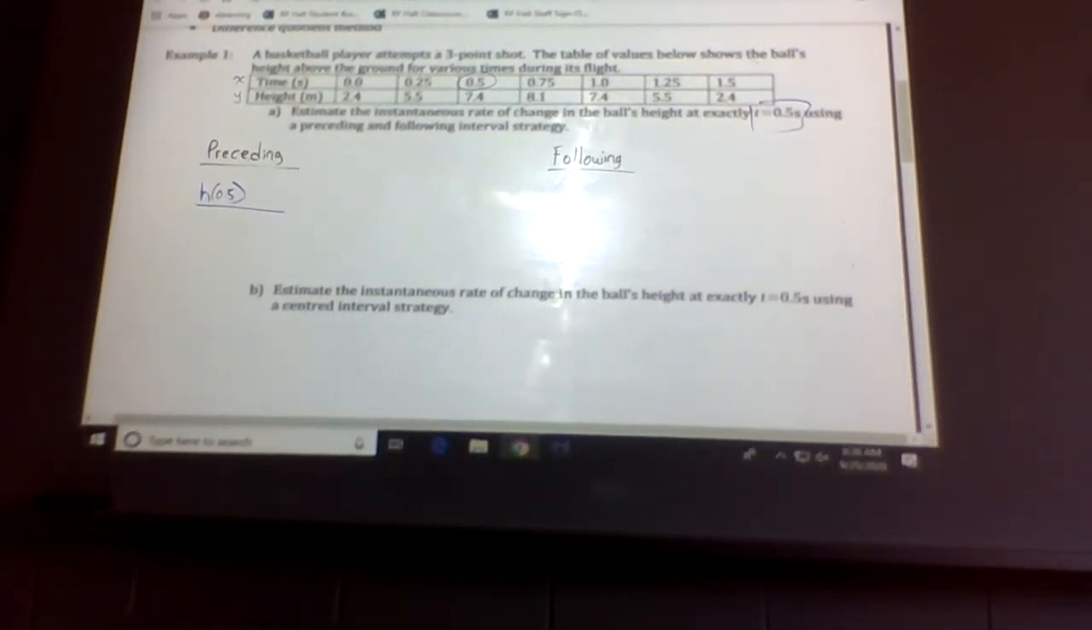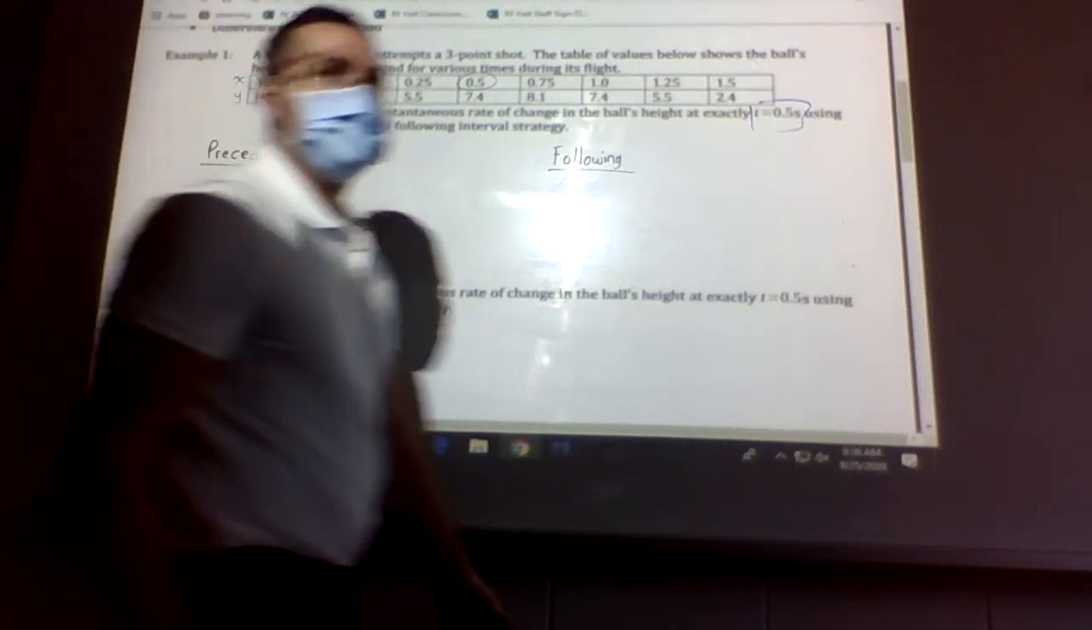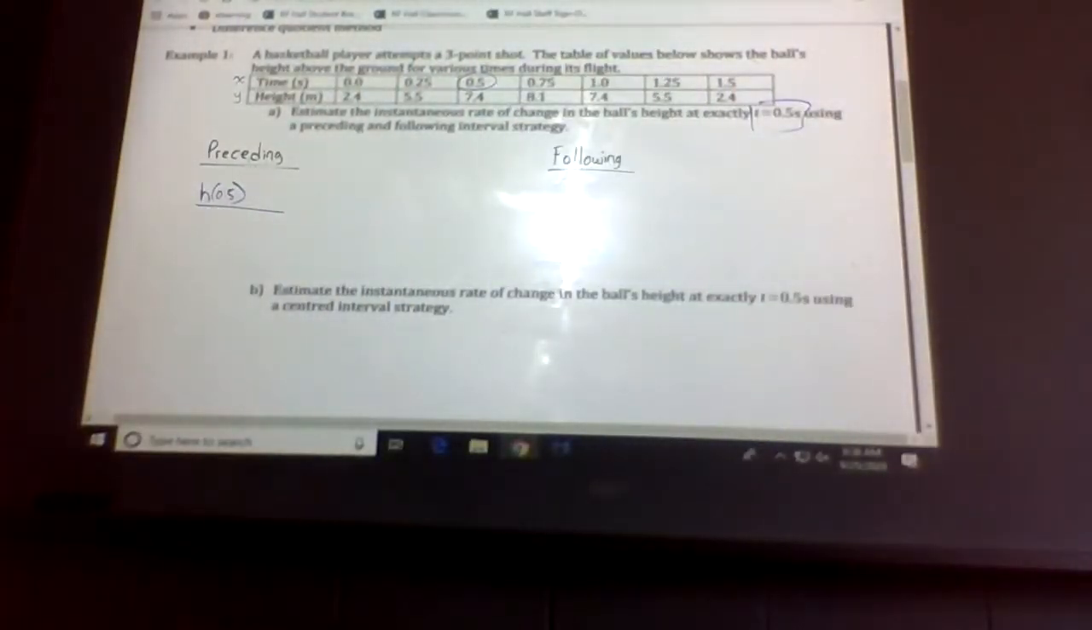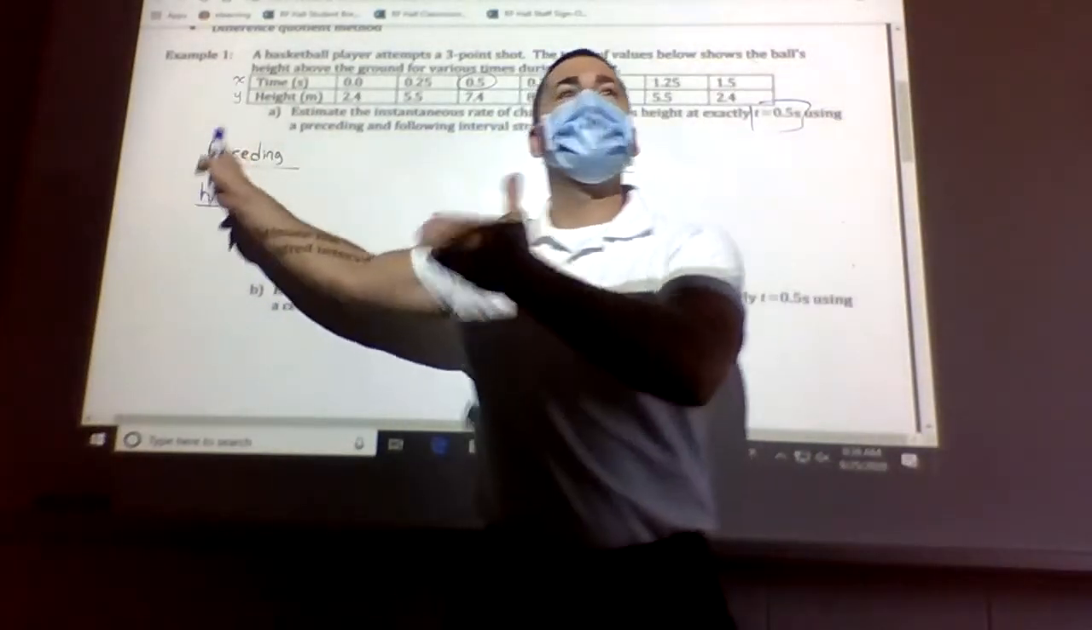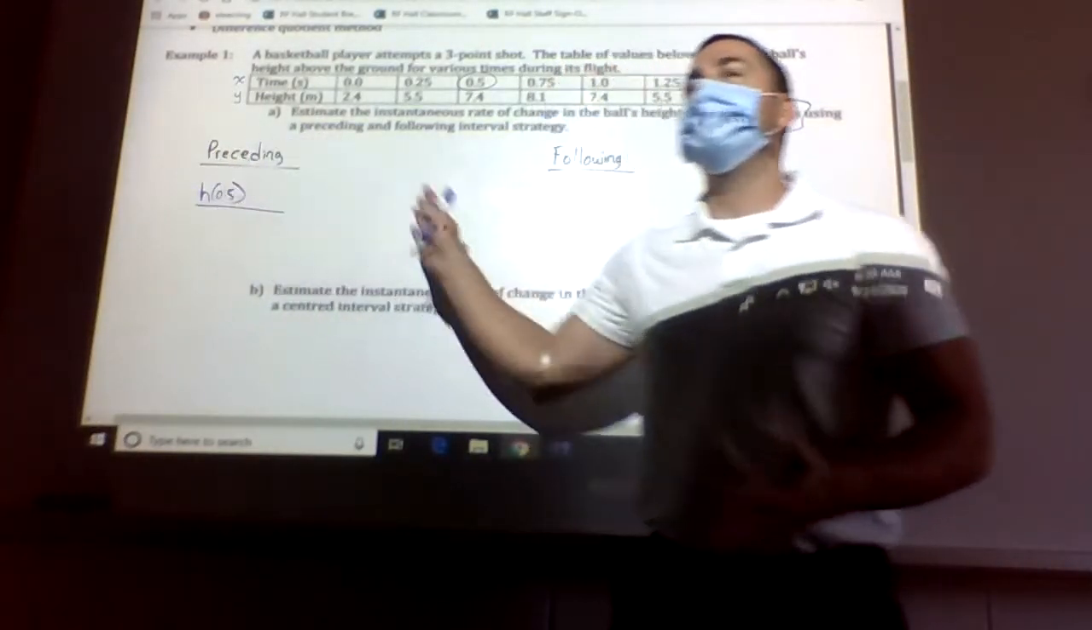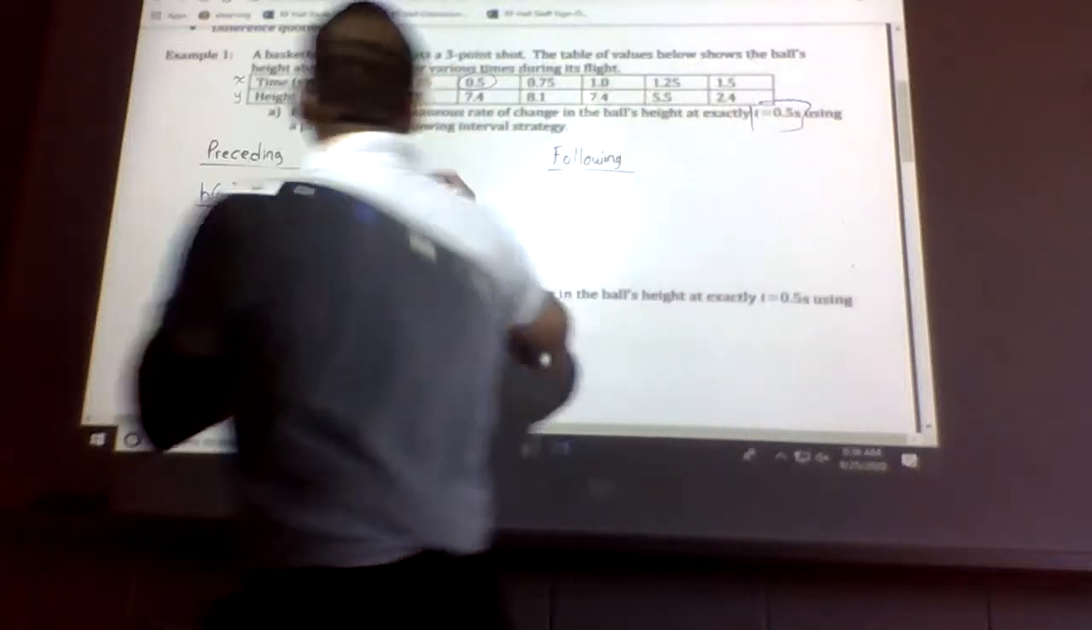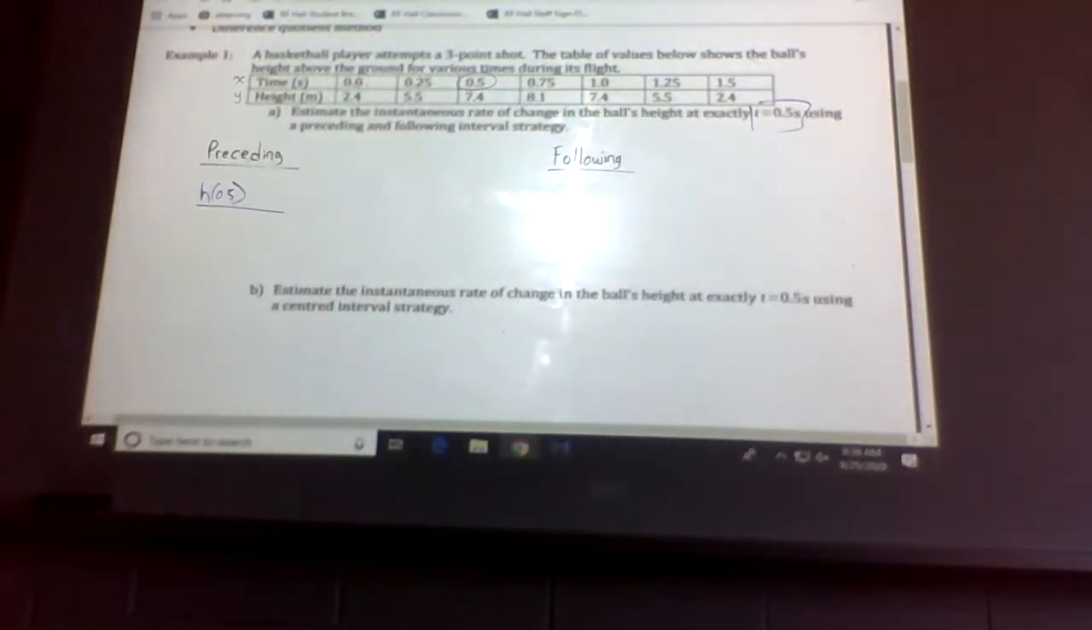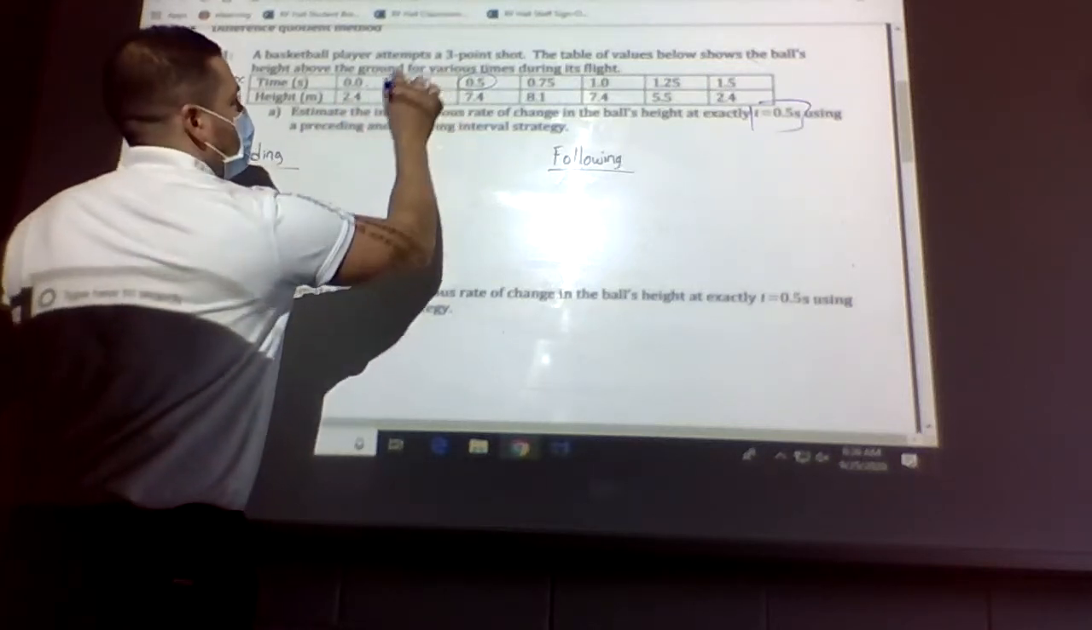Okay, preceding is what? Isn't that like before? Good. Okay, so preceding is before. So we're going to take the point that we're looking at, which is 0.5, and then we're going to take the point before it. It's up to you which point you want to use. So you can use the 0.25 or you can use the 0. Okay, I'm just going to do the one that's next to it, so I'm going to use this point here.